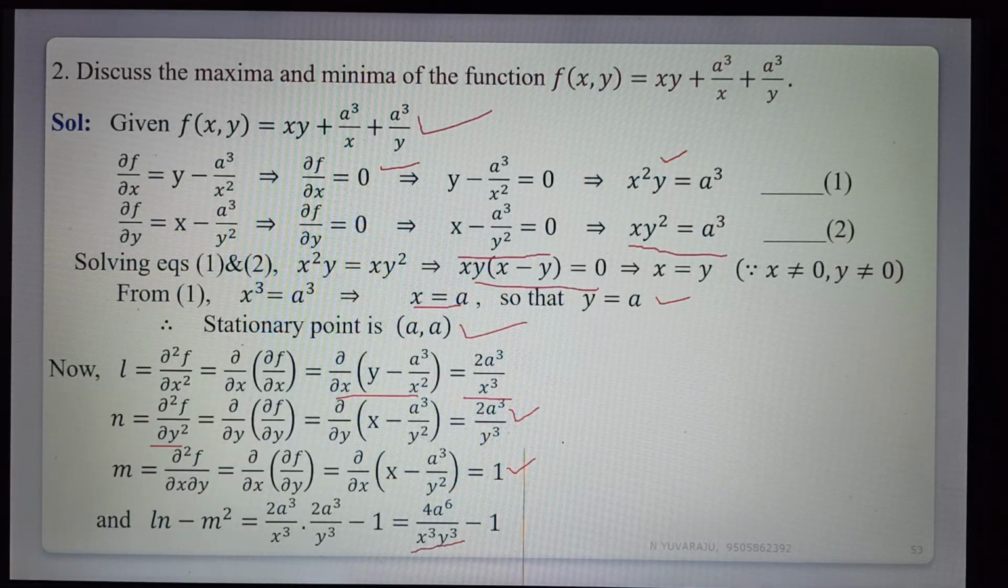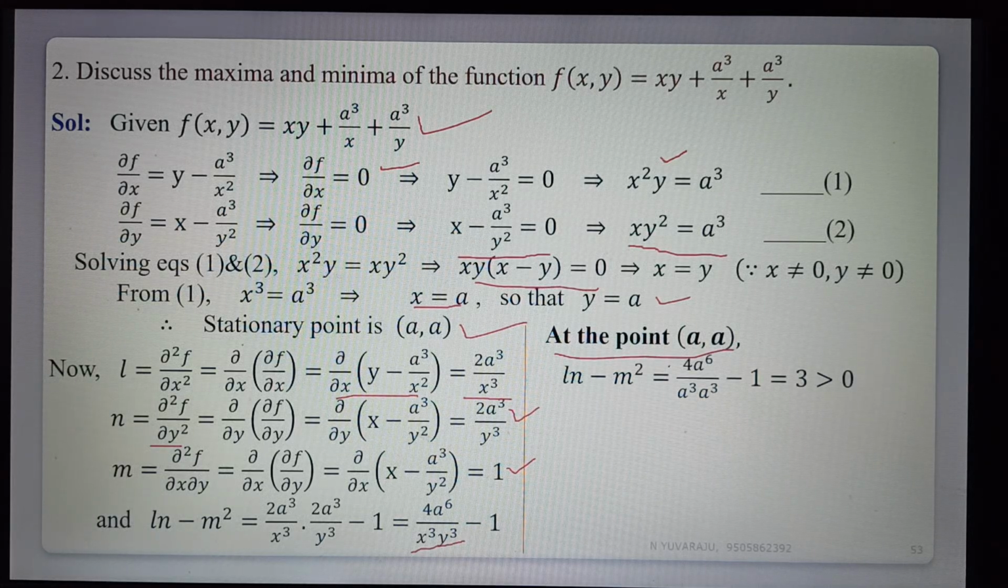Now at the point (a, a), ln minus m² is equal to 4 into a⁶/(a³ into a³) minus 1, that is equal to 3. 3 is positive, and ln minus m² is positive, so it may be maximum or minimum.